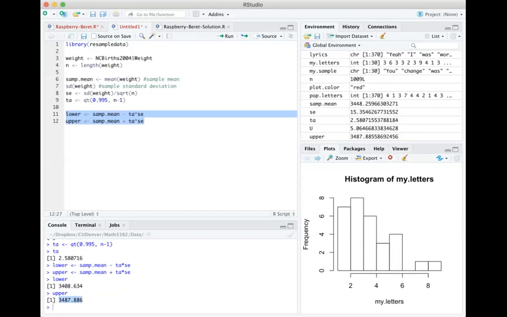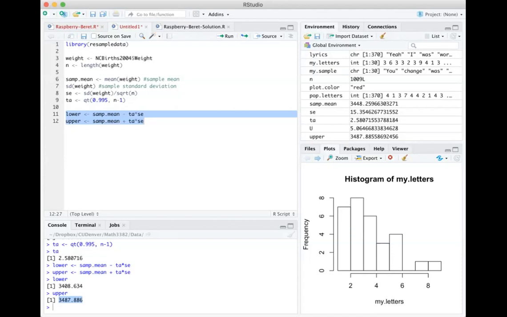And so what this tells us is there's a 99% chance the interval from 3,408.6 grams up to 3,487.9 grams has a 99% chance of containing the actual mean weight of all babies that were born in North Carolina in 2004.